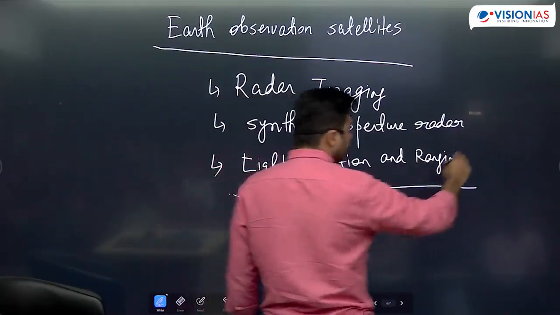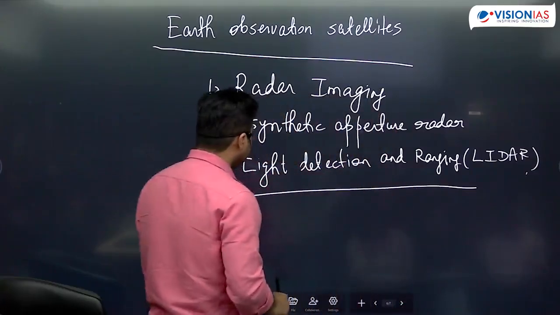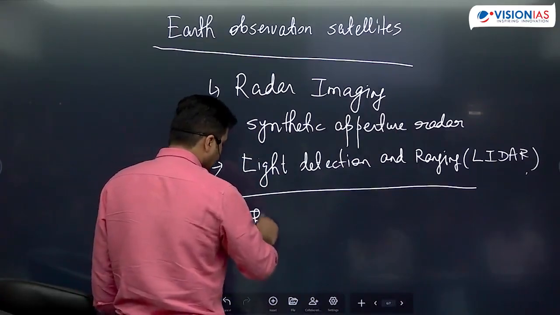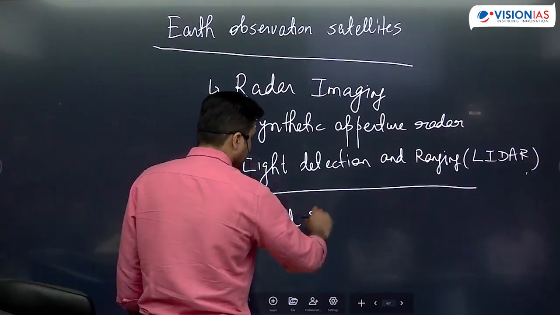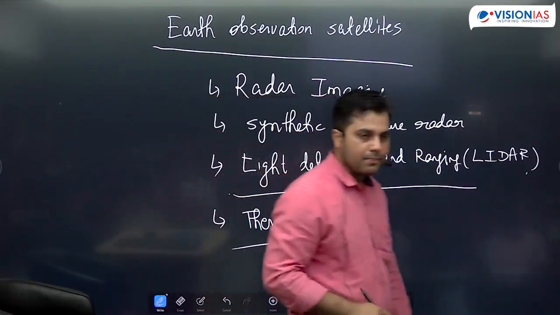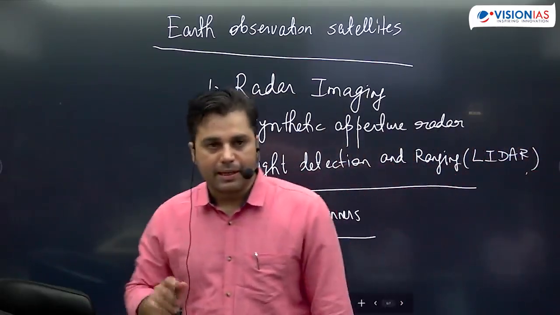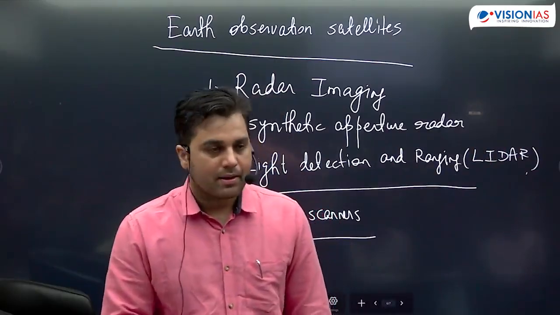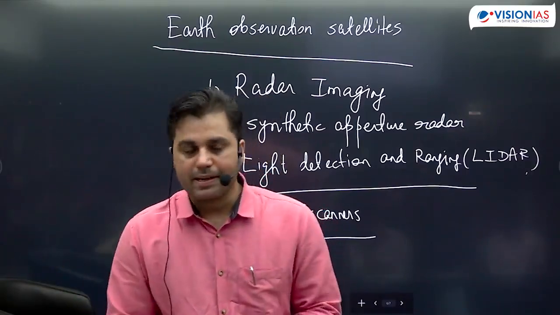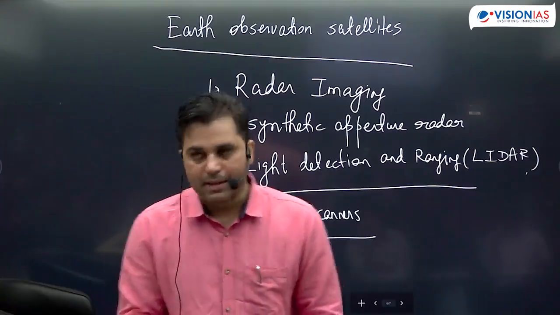Light detection and ranging, LIDAR, thermal scanners. Thermal scanners have such great utility in defense also. A particular enemy nation has launched a ballistic missile. Now, one way is radar, but even before radar we can use thermal scanners. Whenever ballistic missiles are launched, during the launching phase they produce a lot of heat, and we can measure that heat from very far away with the help of satellites or other types of thermal scanners.